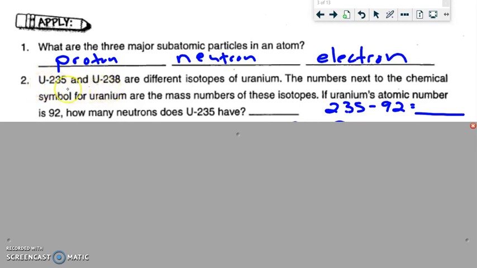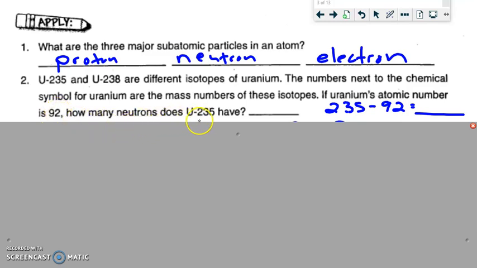And we have two different isotopes here. This uranium atom has a mass of 235. This uranium atom has a mass of 238. Okay, so I can tell you one of them is radioactive and will break apart and is used for all these power plants and stuff, and one is not. Okay, it says the numbers next to the chemical symbol for uranium are the mass numbers. So uranium's atomic number is 92, and you can look that up on the periodic table, it's on the bottom row.